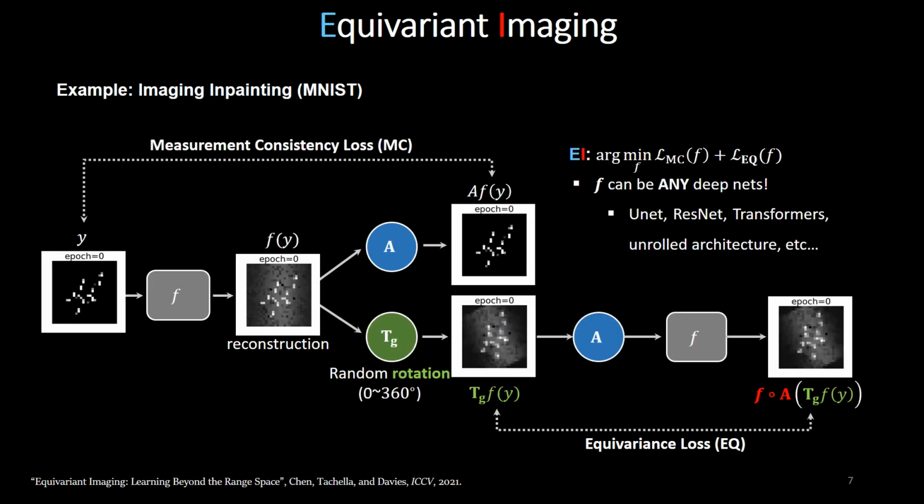EI learns F by minimizing the sum of measurement consistency and the error from the equivariance constraint. After some training epochs, EI can learn the function F, which can be used to reconstruct new test measurement data. It is worth noting that in EI, the function F can be implemented by any advanced neural networks, such as UNet, ResNet, transformers, or unrolled architectures.